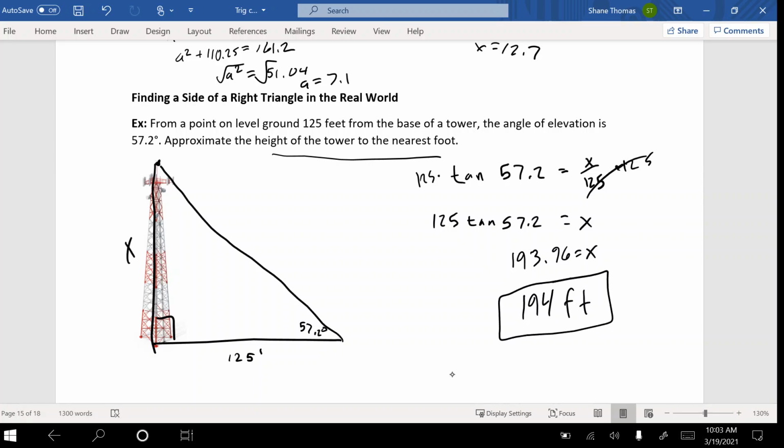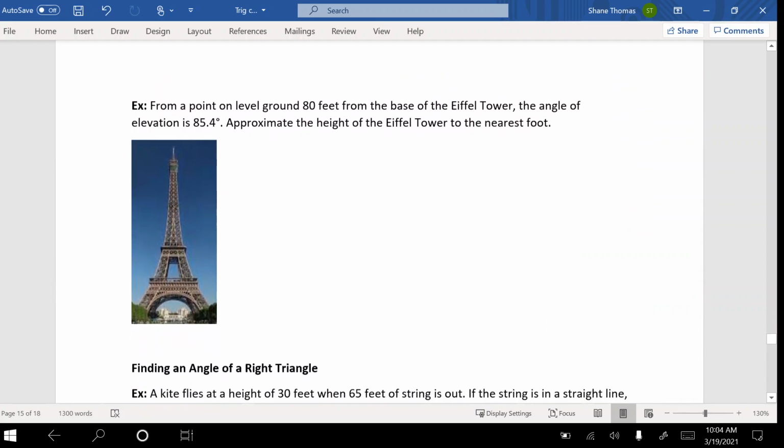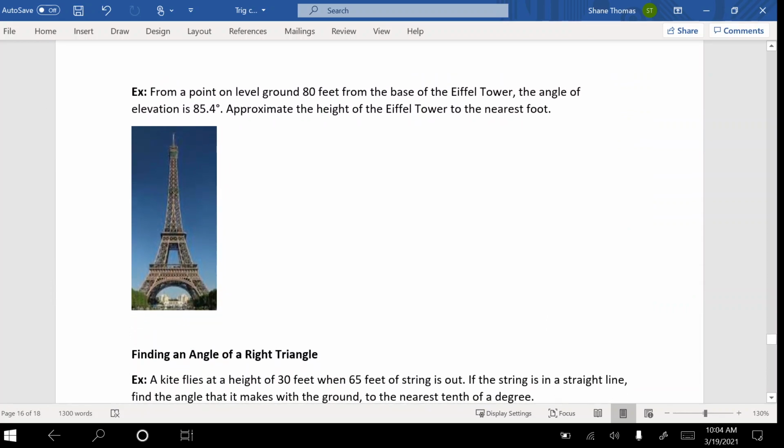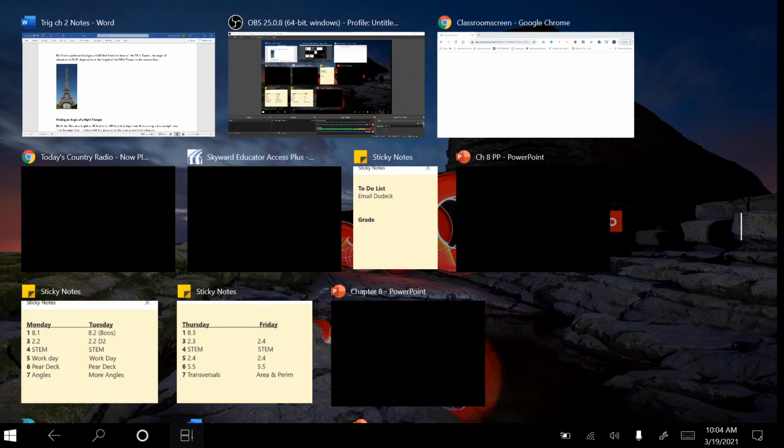Questions on how we did that and set it up? Anybody? That's not awful, no. These are fun. All right, so here we go. Second one, same type of concept. You're looking for a missing side. I'll give you about 3 minutes or so to try that one on your own.